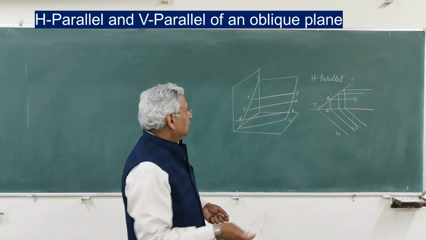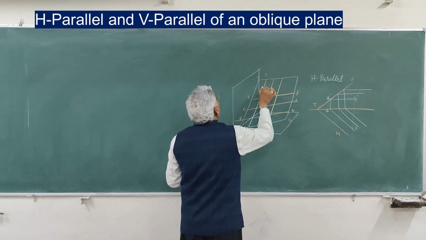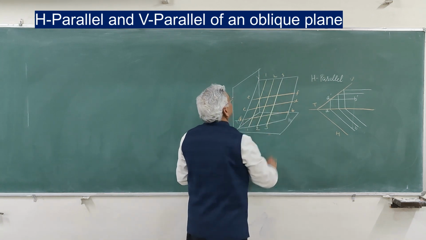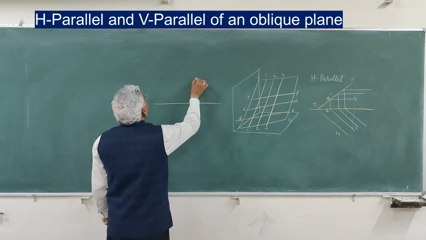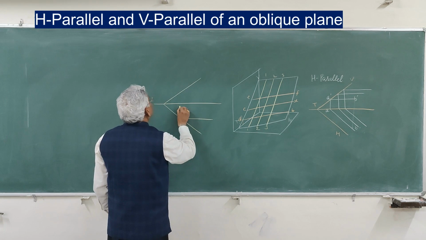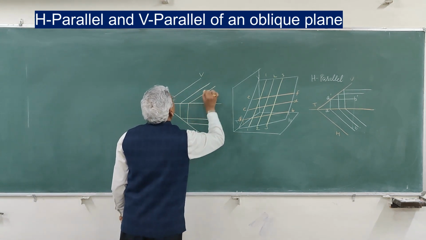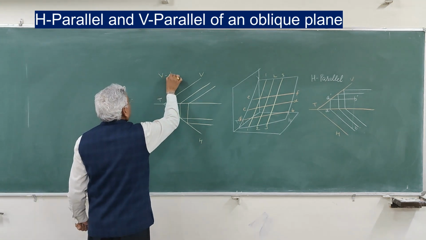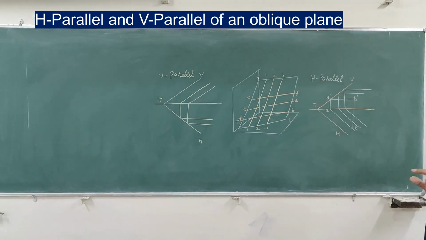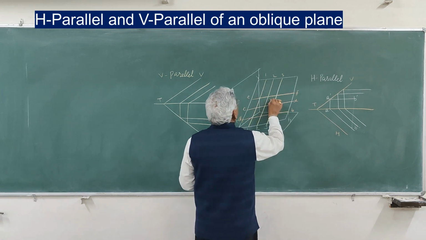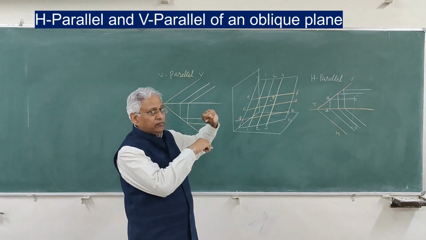And similarly, you can draw lines in the oblique plane which are parallel to the vertical plane. Like this. 1, 1, 2, 2, 3, 3. All these lines are parallel to the vertical plane but in the oblique plane, and therefore their projections will be just the reverse of that. Now the plan will be parallel and the elevation will be parallel to the vertical trace. These are called vertical parallels or V parallels. H parallel and V parallel of an oblique plane are important to locate a point. So if you have a point here, let us say P, you can draw one H parallel and one V parallel through this point, and the intersection of these two will give you the position of the point P.